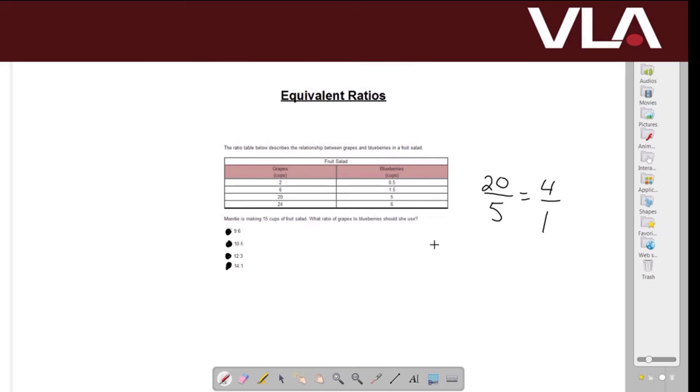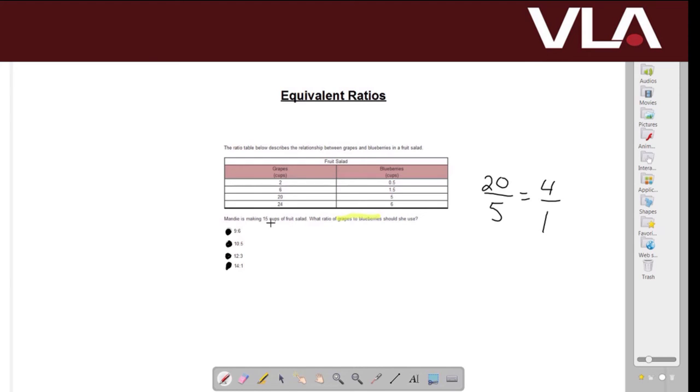So let's read the rest of the problem and see what they're actually asking for. It says Mandy is making 15 cups of fruit salad. What ratio of grapes to blueberries should she use? So we know the ratio from grapes to blueberries, and remember I mentioned how the order is important. That's one of the ways we can write a ratio: grapes to blueberries. I'm going to do grapes over blueberries, which I did here when we first solved it. So we found that as 4 to 1.